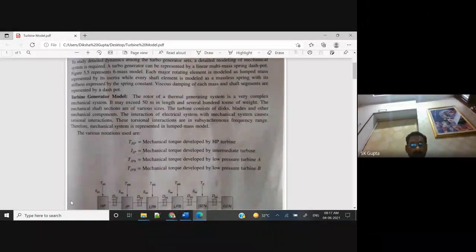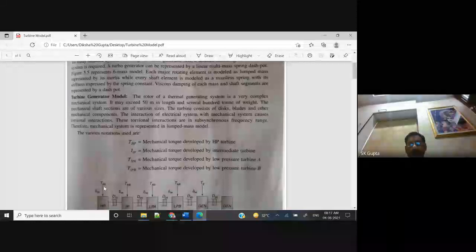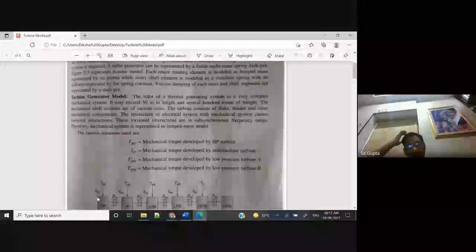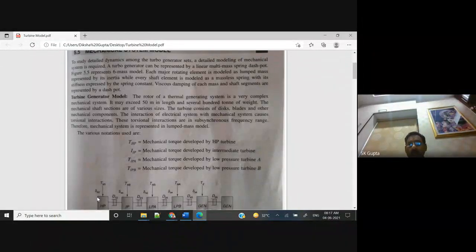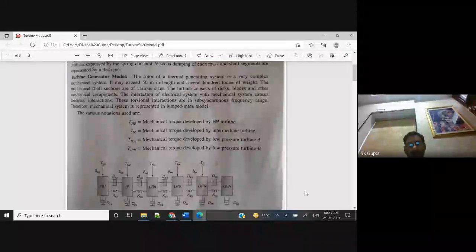Further, the turbine consists of discs and blades. The disc is rotating, and the blades are there to cool each part of the whole mechanical system. High pressure, intermediate pressure and low pressure are connected through a shaft. The shaft can be represented as something that may have a twist while rotating from here to here, and if some oscillations are there, they may damp out after some time.